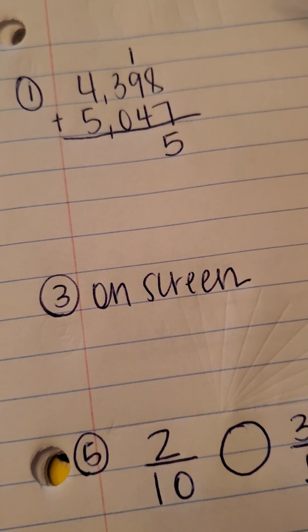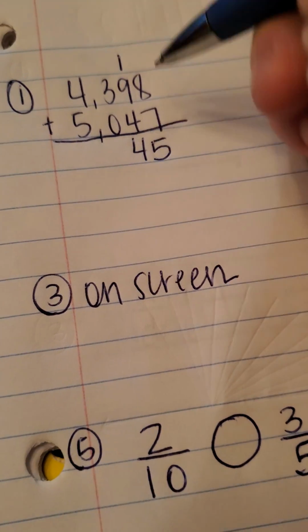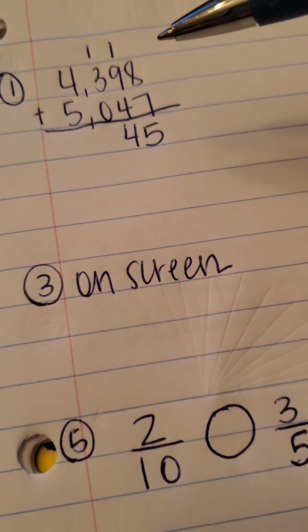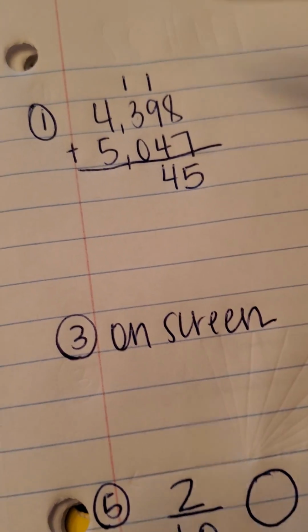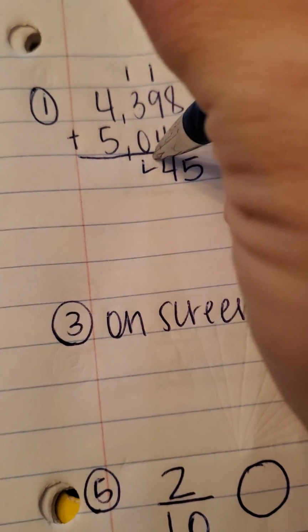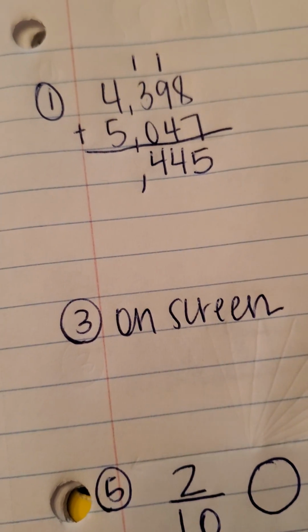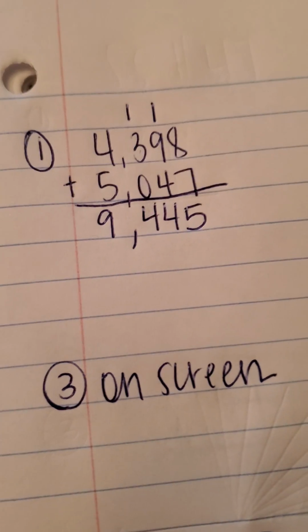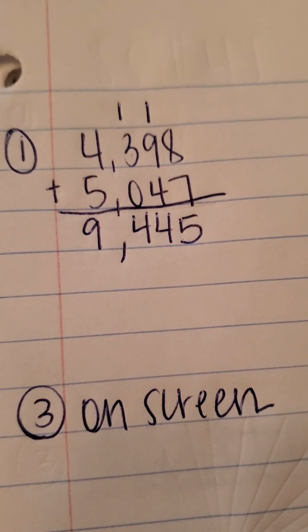13 plus 1 more is 14. 4 at the bottom, carry my 1. 3 plus 1 is 4 plus 0, still 4. 4 plus 5 is 9. So your answer for number 1 is 9,445.